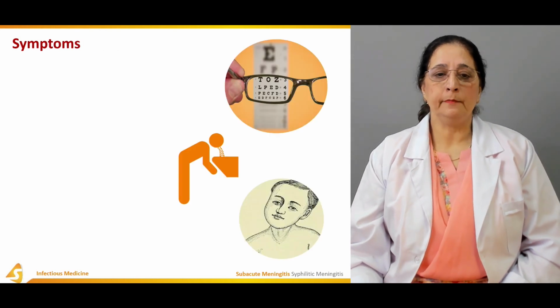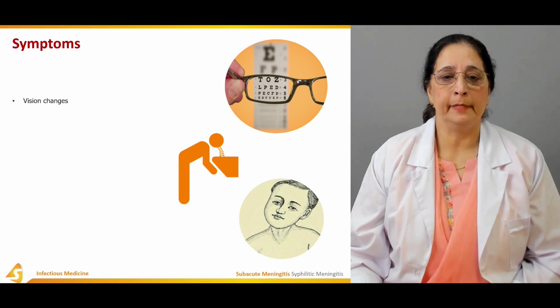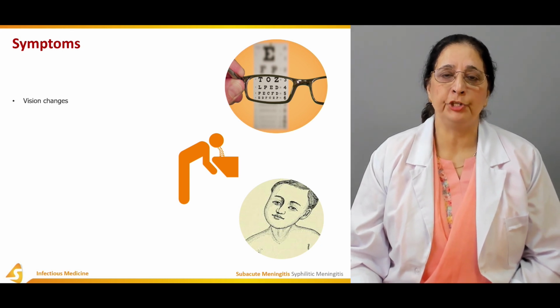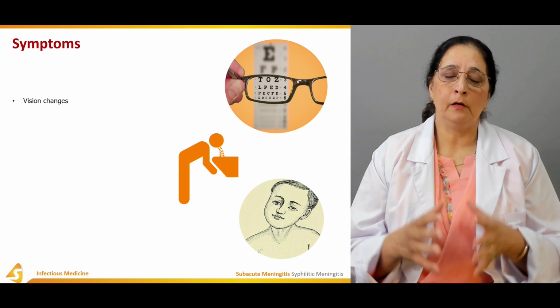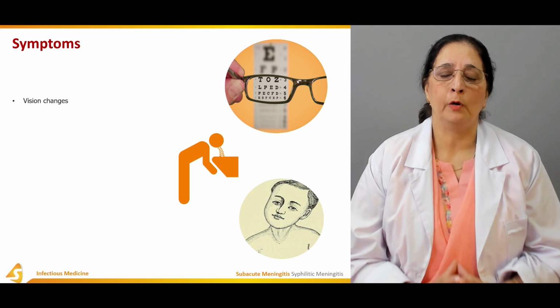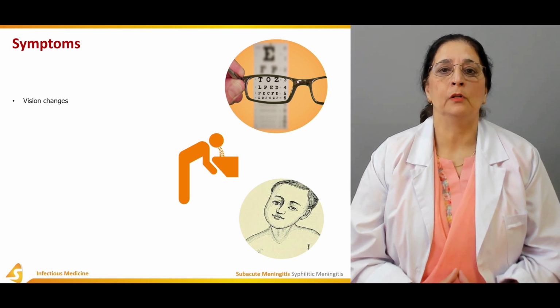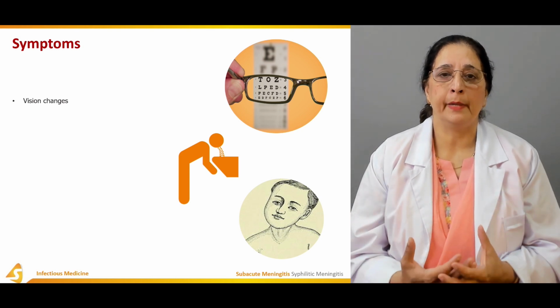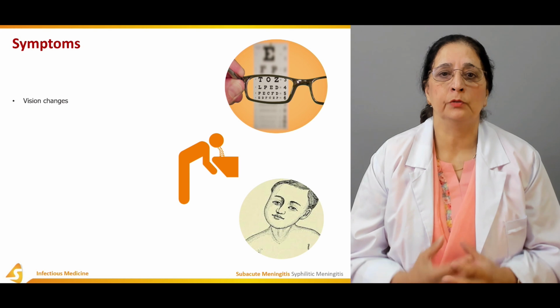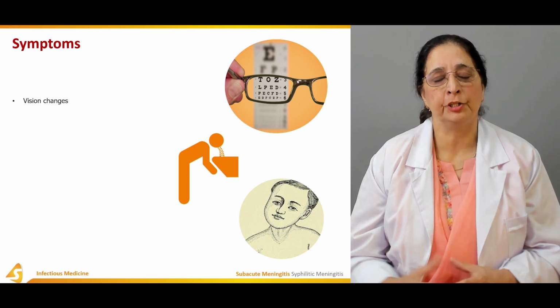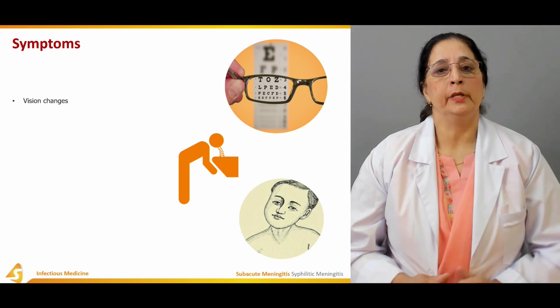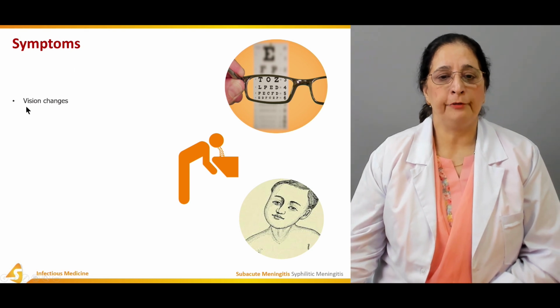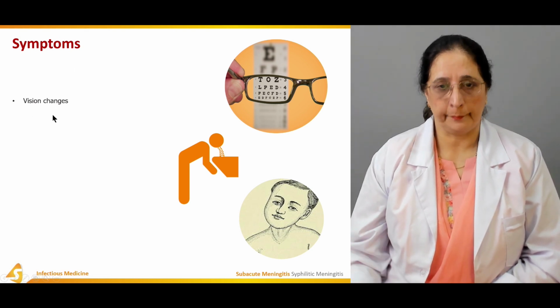Now, the symptoms of syphilitic meningitis: there are vision changes, and we already saw that there is involvement of the cranial nerves also. So there is involvement of different parenchymal tissues also. Different features are associated with syphilis. So vision changes are present.